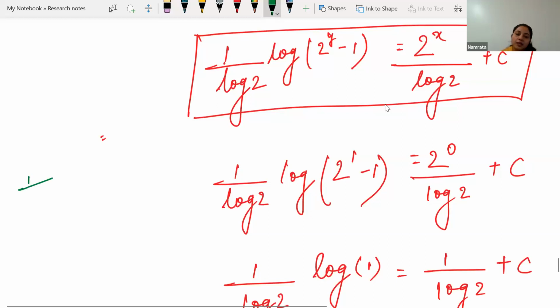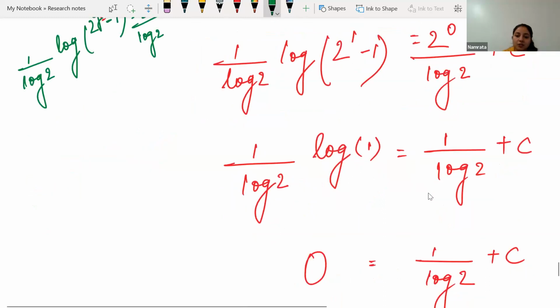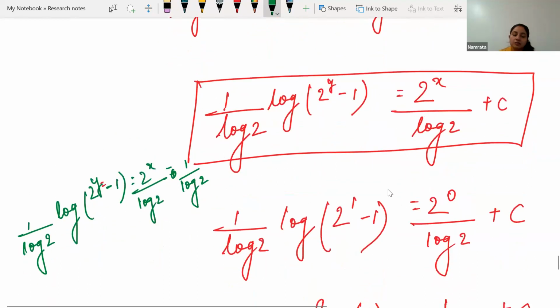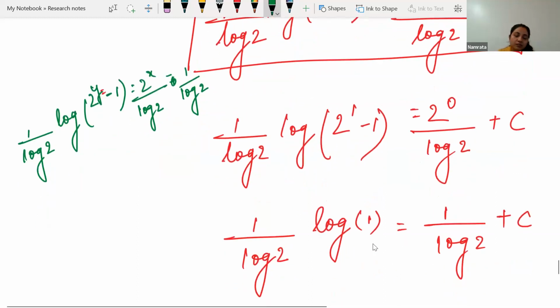So we are having 1 by log 2 times (log 2 to the power y minus 1) is equals to (2 to the power x by log 2) plus 1 by log 2 minus 1 by log 2. This is what we are getting once we are substituting the value of c. Log 2 is just a number, so we can take it out common and cancel it.